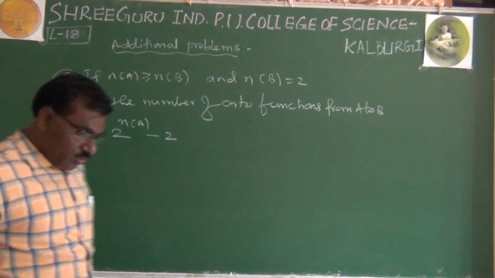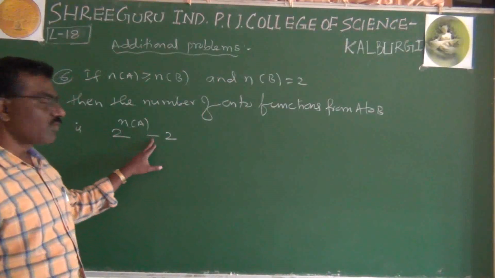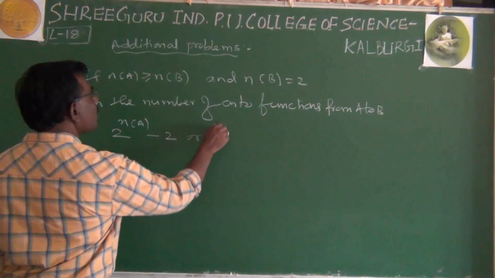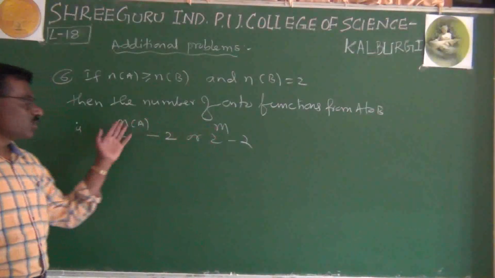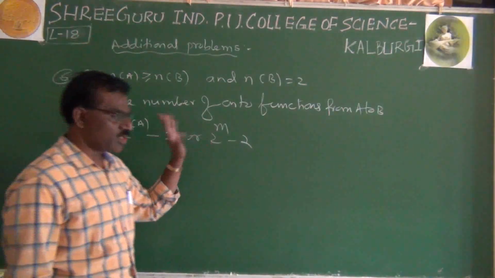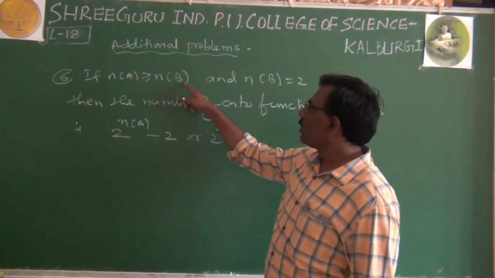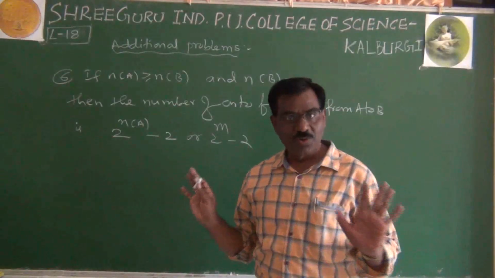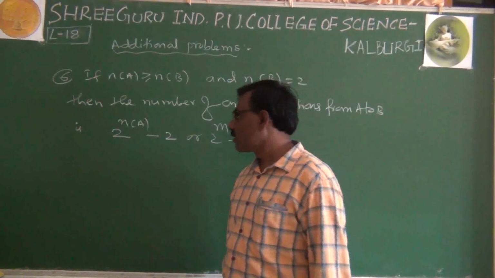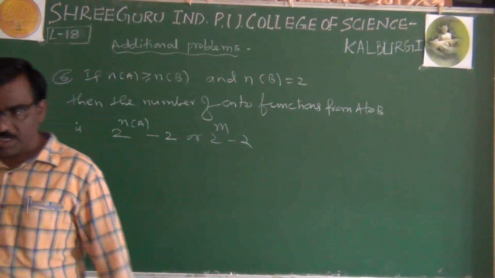In the second set only 2 elements are given. So 2 to the power n of A minus 2. Even if you write 2 to the power m minus 2, m is nothing but the number of elements of set A. So what is this question? n of A is greater than n of B, and n of B has only two elements. The number of onto functions from set A to set B is 2 to the power n of A minus 2. This is also very, very important.